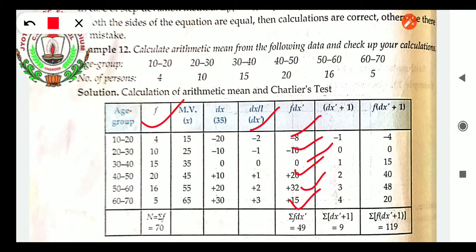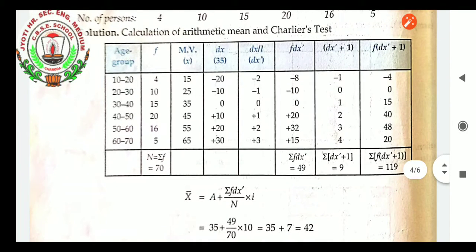Now dx dash plus 1, if we will be taking, why? In the formula. Which formula? Charlier's accuracy method. Two formulas are there: dx dash plus 1, and f into dx dash plus 1. Let us have the method. It is step deviation method and shortcut method. As I said already, we are taking f dx is not calculated, otherwise shortcut can be checked.